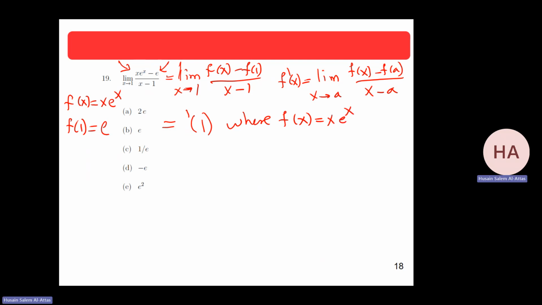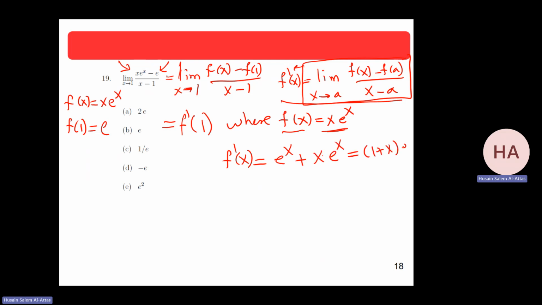So I'm just doing the derivative backward. I'm doing the definition backward. I have the definition, and this is the result. I want the f prime. Now, if the function is a product of two functions, I can find the derivative: derivative of the first times the second plus the first times the derivative of the second. So I have (1 plus x) e to the power x. What I want is f prime at 1, which is 2e. That will be the answer.